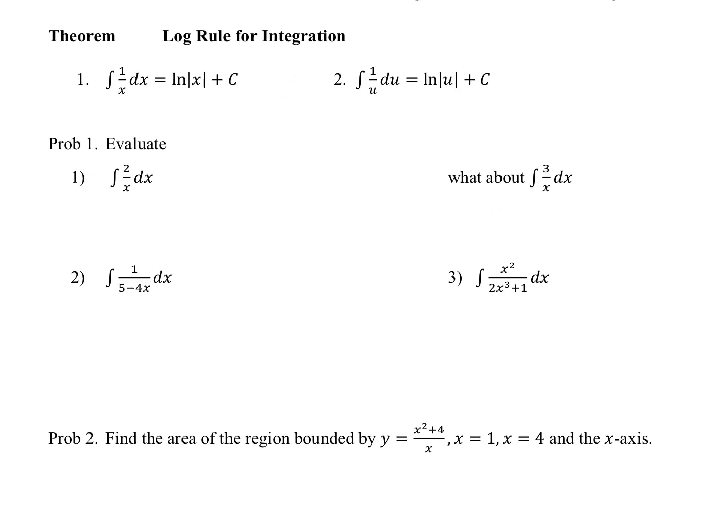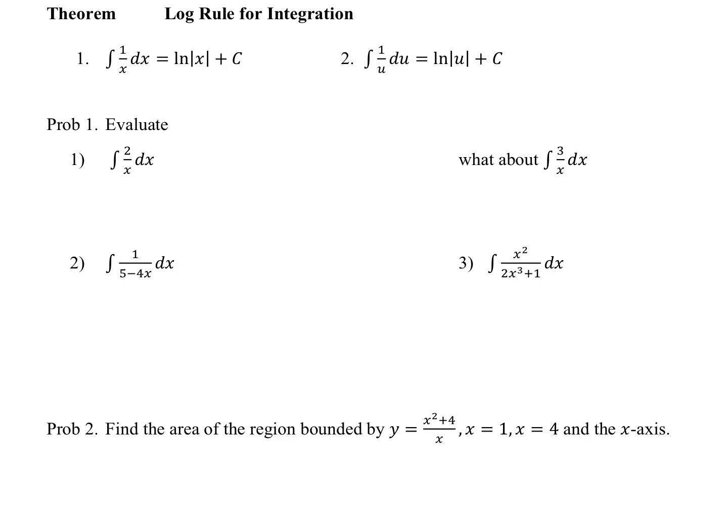Okay, let's look at the first one. So we can directly apply the rule, right? The rule number 1. So this is equal to, move out the 2, and then the antiderivative of 1 over x is just the ln absolute value of x plus c.